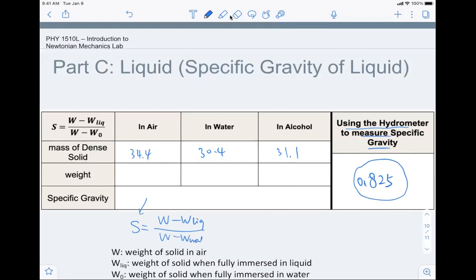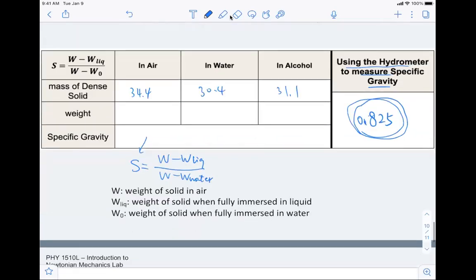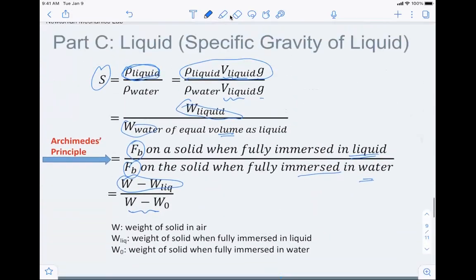This is in water. So you do a calculation and then you compare it with this result to see if they match. Do you have any more questions regarding this lab about the 3 different parts?